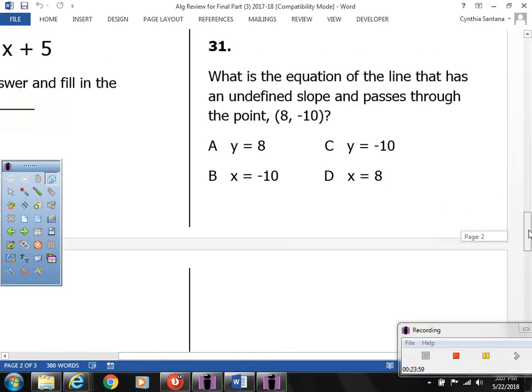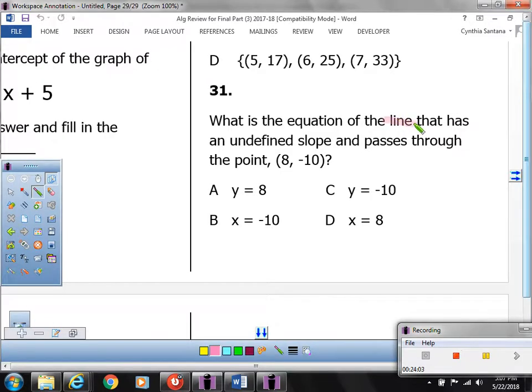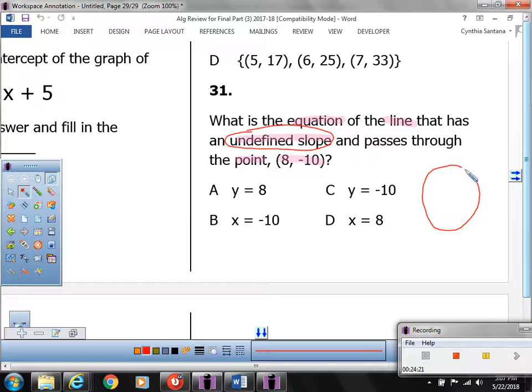Alright, next question. What is the equation of the line? They want an equation of a line that has an undefined slope and passes through the point 8 and negative 10. So where have we heard undefined slope before? Well, slope guy. Think about it.